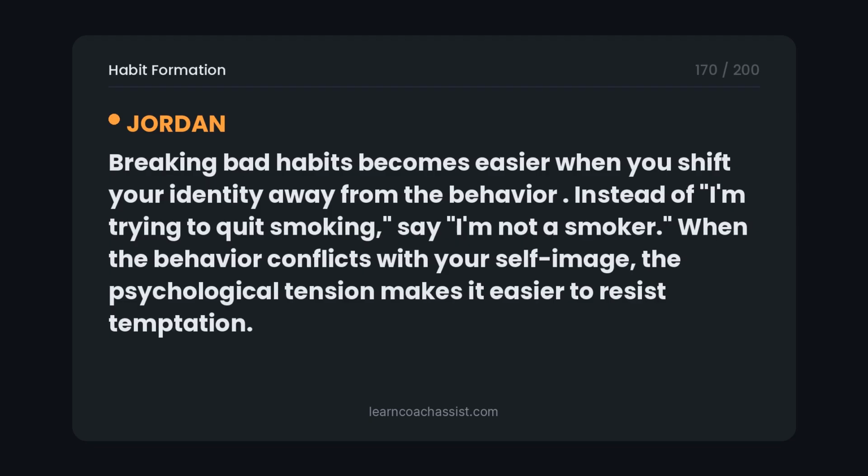Instead of "I'm trying to quit smoking," say "I'm not a smoker." When the behavior conflicts with your self-image, the psychological tension makes it easier to resist temptation.